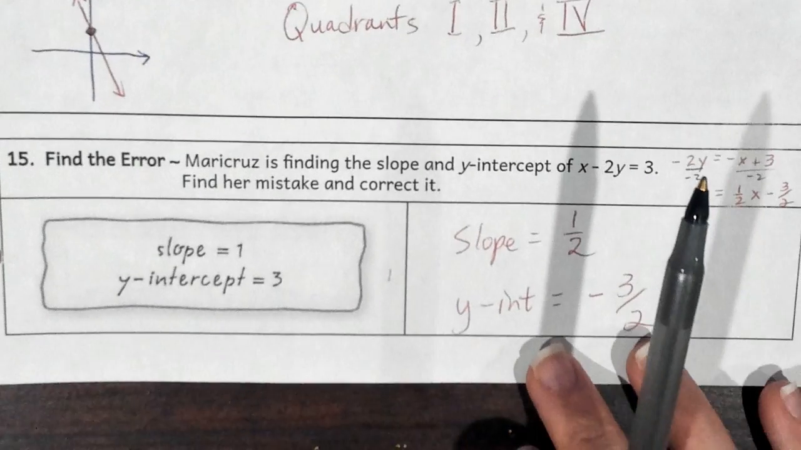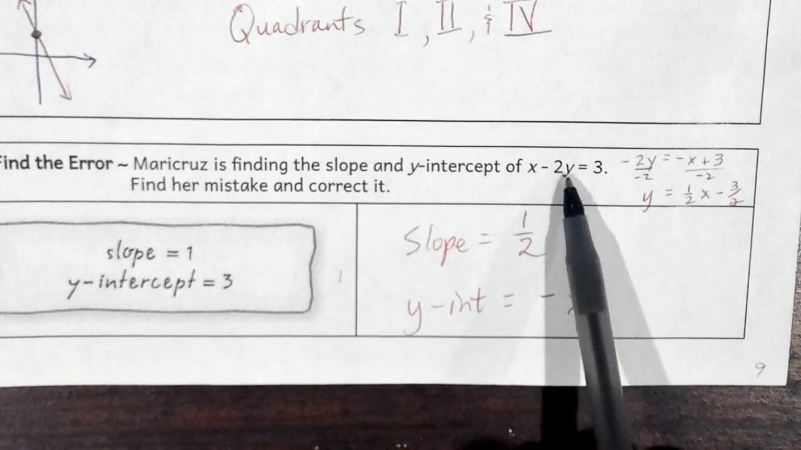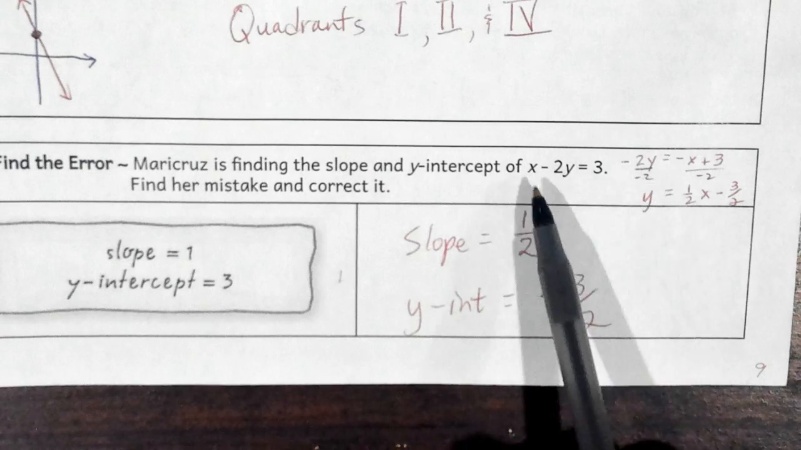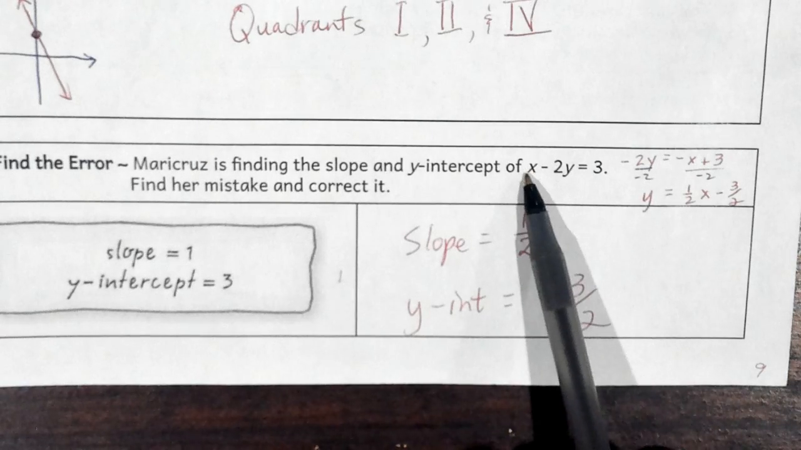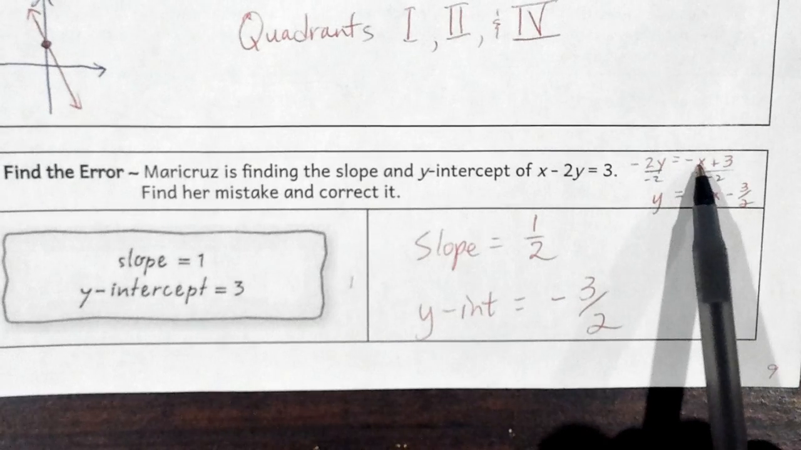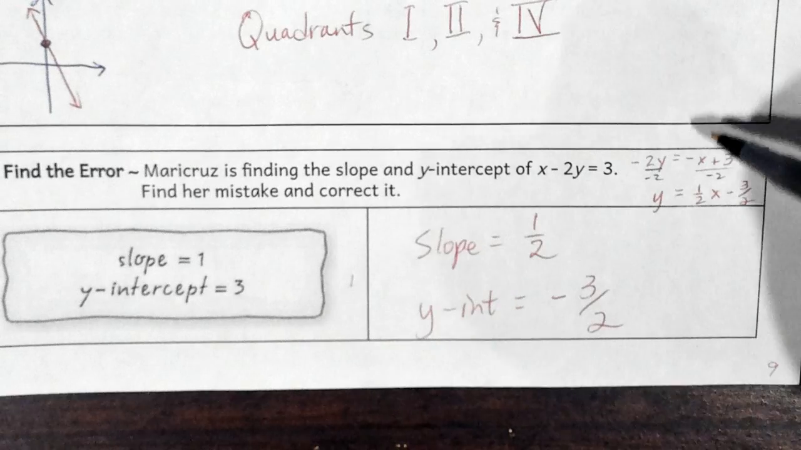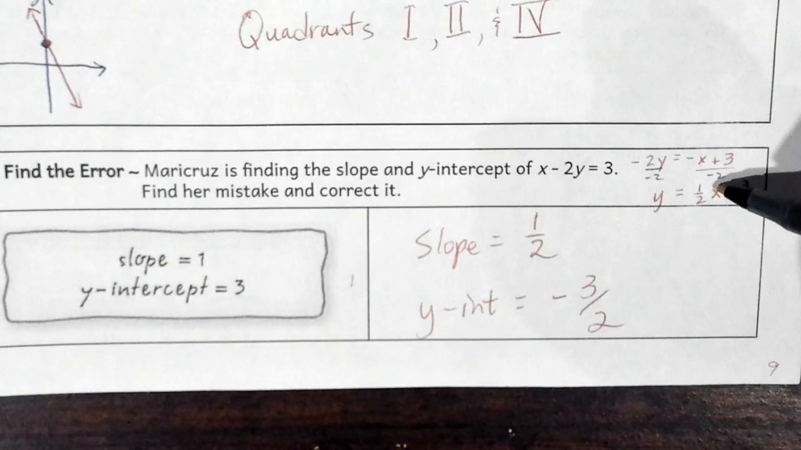Number 15, find the error. When you look at this, you have to rearrange it for y. So I moved x over. That's subtract x on both sides. That gave me -2y equals -x plus 3. I have to divide by -2 on both sides. Remember, that means both parts here.